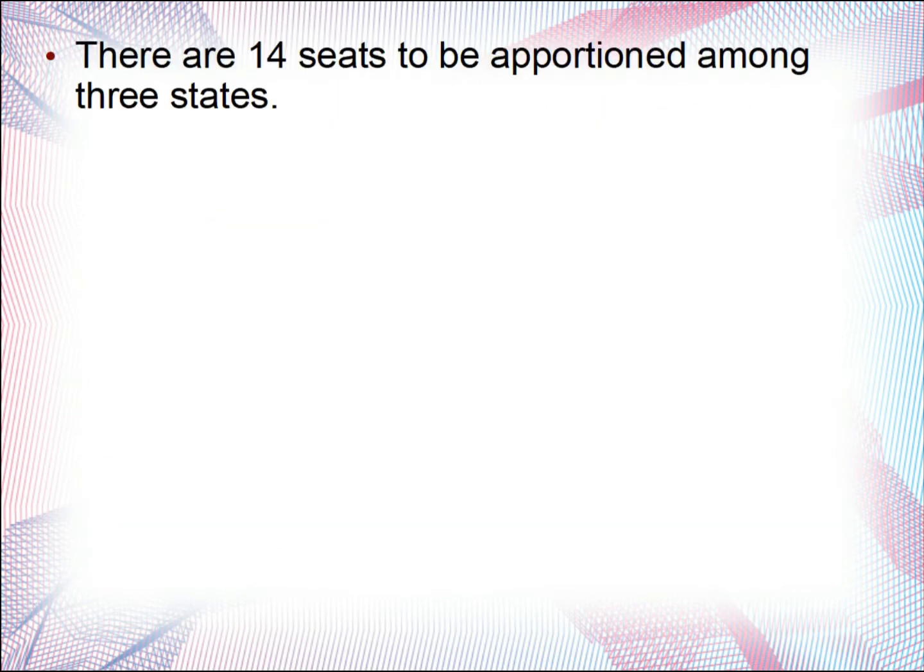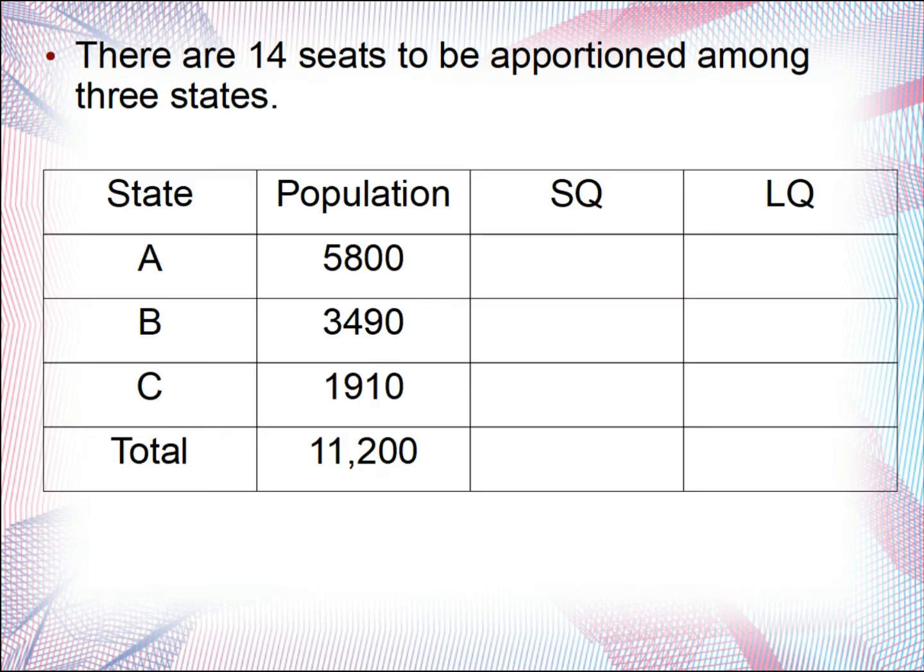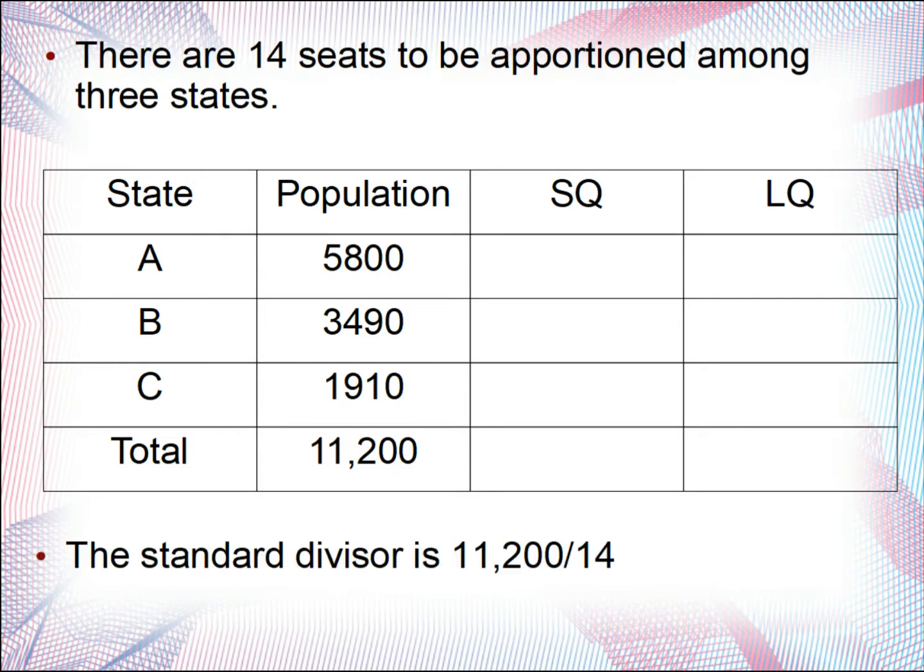So let's do an example here. I'm going to have 14 seats and 3 states. So this chart gives all of the information that we need. I've got state A, B, and C with their respective populations, and the total population is 11,200. So the first thing I need to do is find the standard divisor. So we just take the total population, which is 11,200, divided by the total number of seats, which is 14. Divide that out, and you get 800.